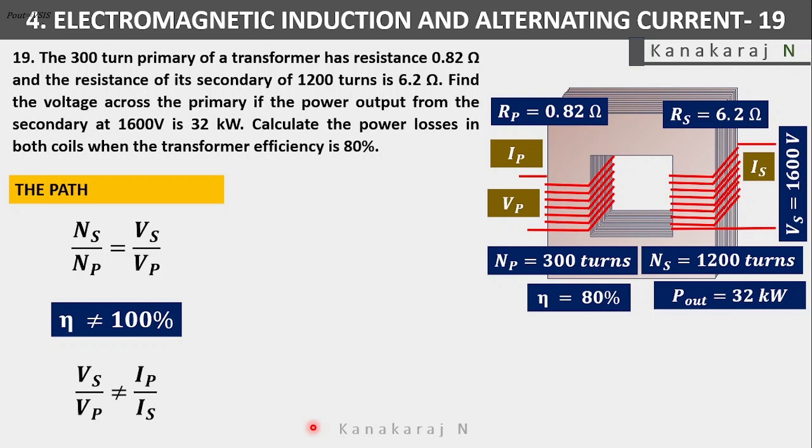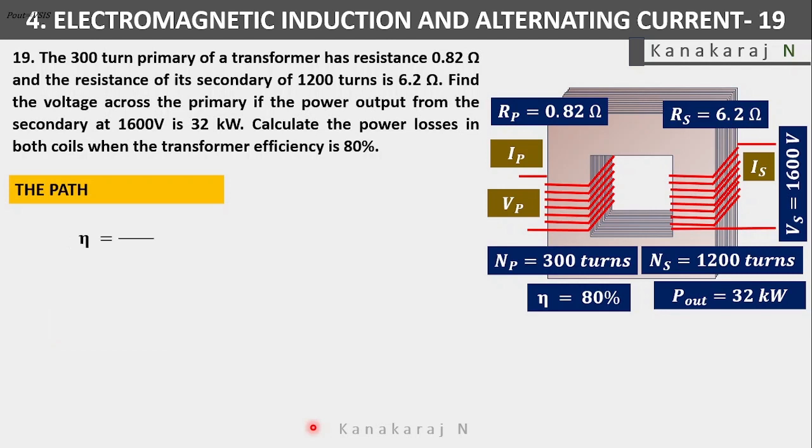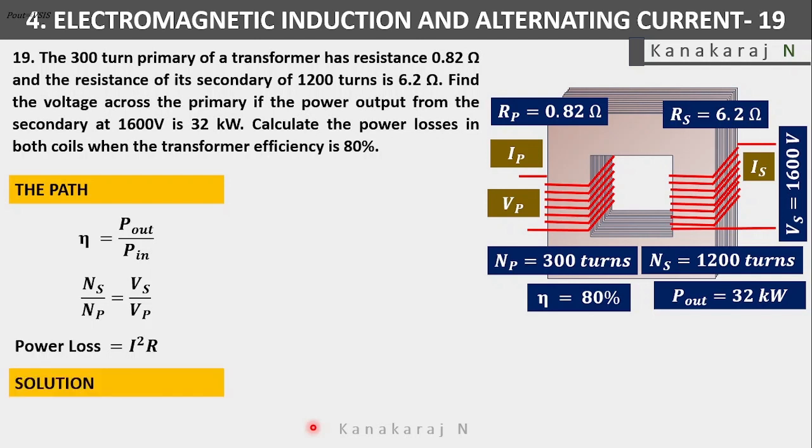So to find the current, you have to go through the efficiency formula so that you will be finding the power loss in the primary. Good. Eta equals power output divided by power input. Then second formula is Ns by Np equal to Vs by Vp. Let us start one by one. The power loss, of course, we have to know the power loss formula, that is I square R.